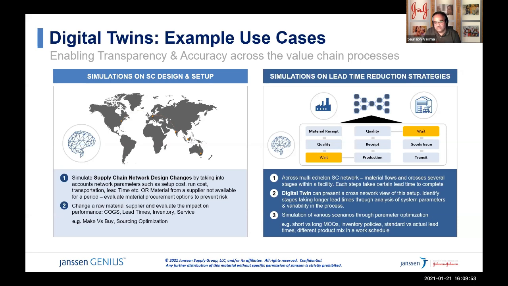This was also one of the use cases that I thought I should share at this point in time. I hope I was able to contextualize value chain management as a process and the application of digital twin on value chain aspects. And I hope it is clear.